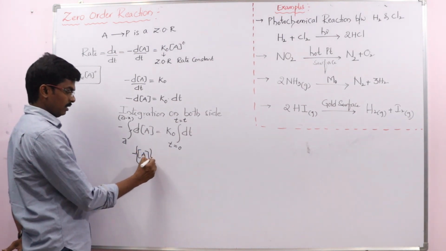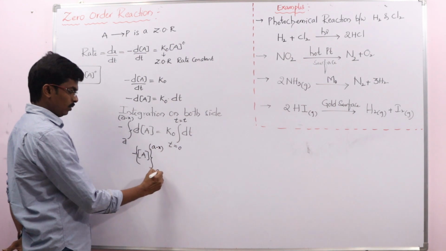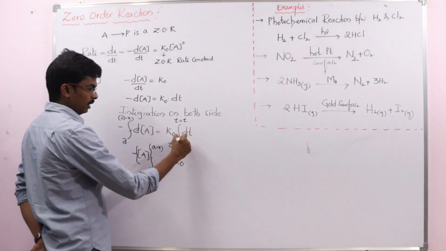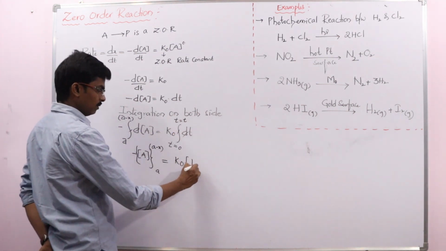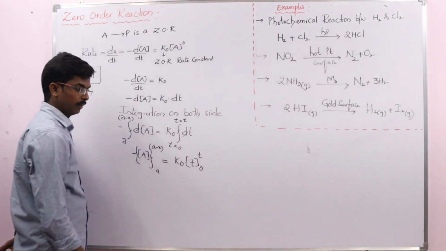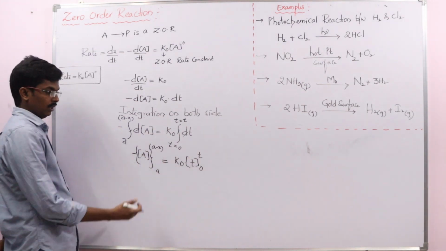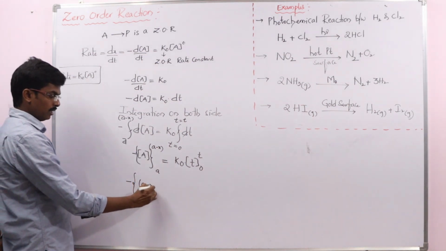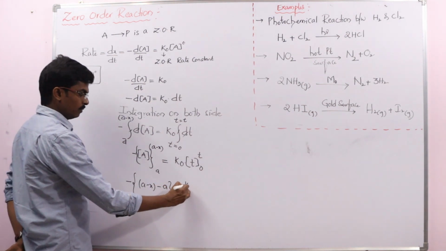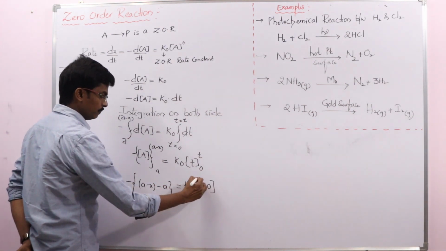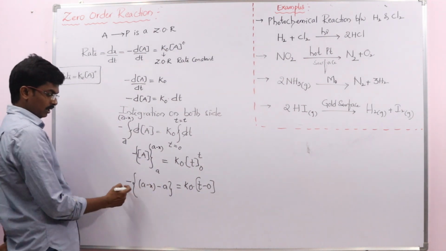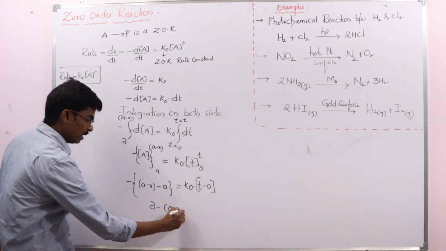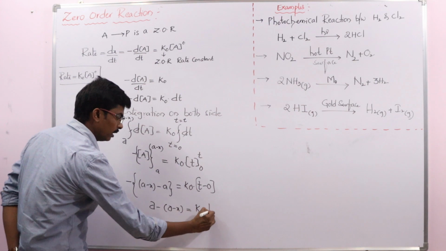So what are the limits here? A to A minus x is equal to K naught, and the d and integral sign cancel, leaving the limits 0 to t. Substituting the limit values, upper limit minus lower limit, A to A minus x equals K naught into t minus 0. So what do you get? A minus x is equal to K naught into t.